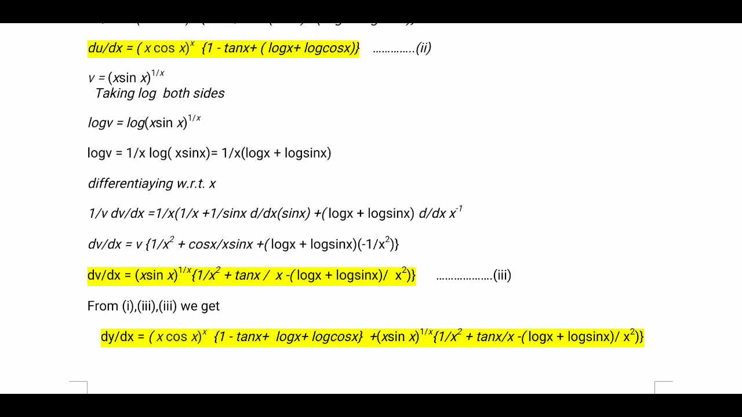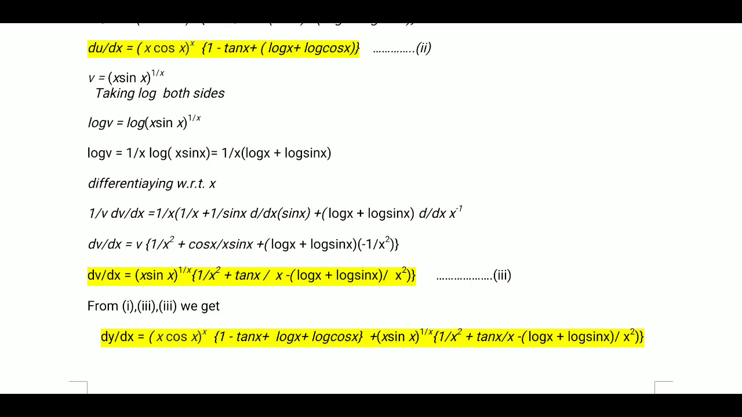So we apply the rule, we get dv upon dx is equal to v cross multiplying, and now 1 upon x, differentiation of log x is 1 upon x, and differentiation of log sin x is 1 upon sin x into d upon dx of sin x, plus log x plus log sin x into differentiation of minus x power minus 1, which is minus x power minus 1 minus 1, that will become minus 1 upon x square.